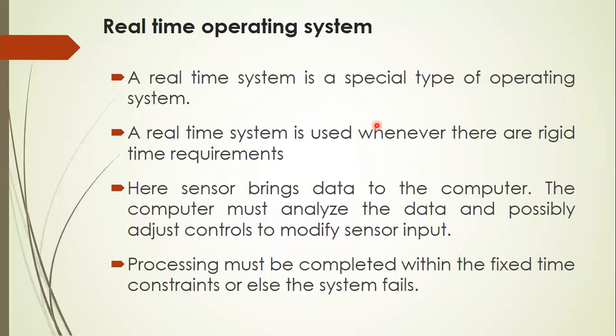But the main characteristic of a real-time operating system is that whatever your computation may be, it has to be over within the time limit. Even a slight delay is not acceptable. Even if your system gives you the correct output, if it completes its functioning after the time limit, it has no use at all. So in a real-time operating system, all your processing must be completed within the fixed time constraint. Otherwise, we say that the system fails.